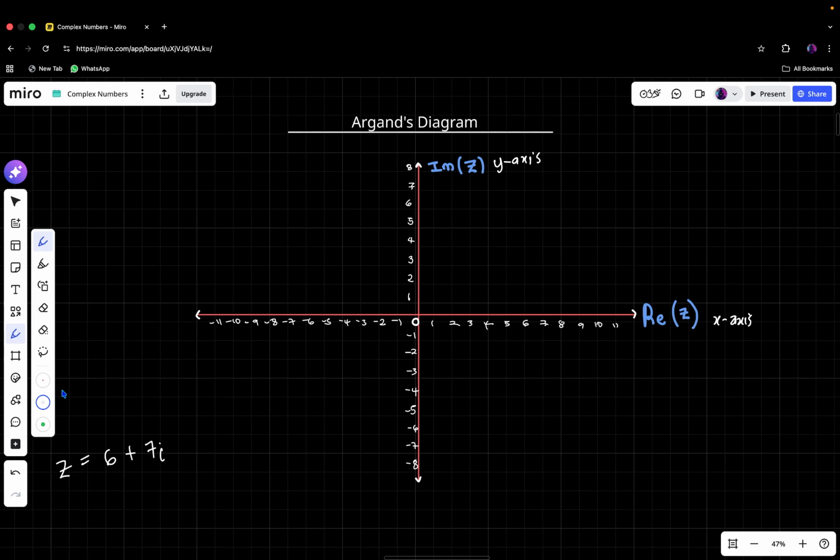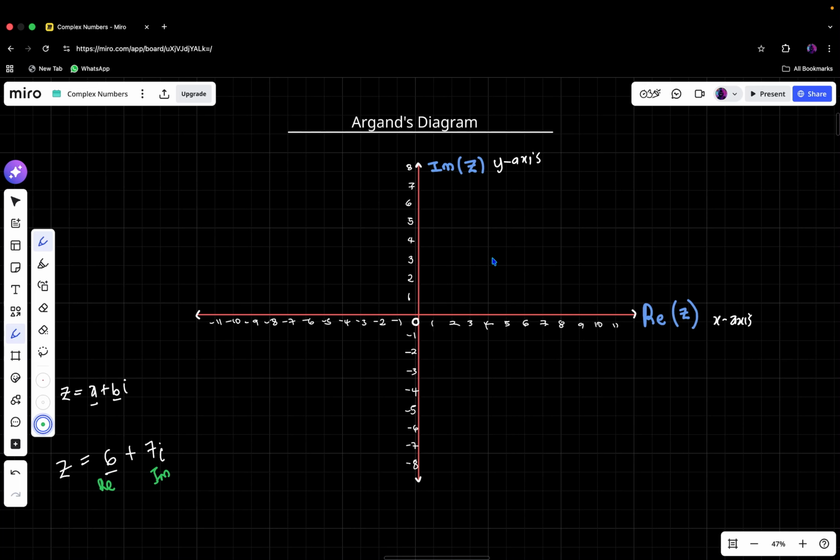Remember, of this form, I said the name of this form is what? If you can remember, when you have something like a plus bi, you can call this Cartesian form, or you can call it rectangular form. So a plus bi. Remember, the a part is your real part, the b part is your imaginary part. So the one with i is your imaginary, the other one is your real. 6 is our real part. So 6 is our what? Real, and 7 is our imaginary.